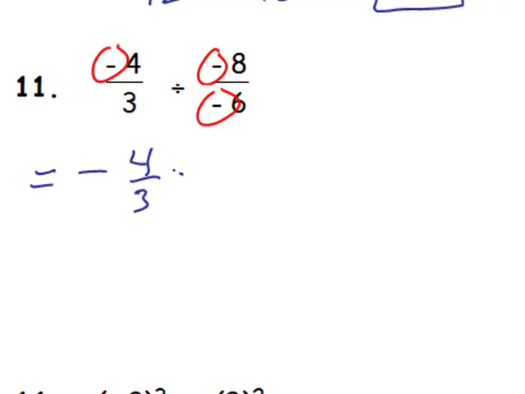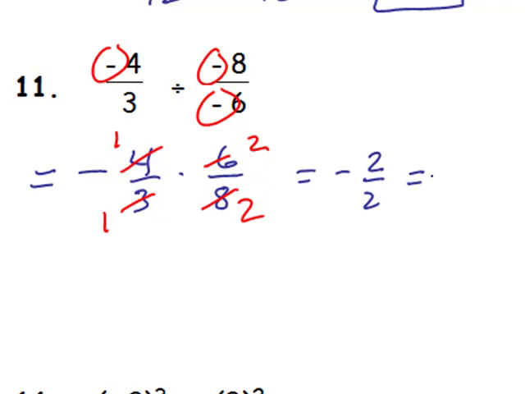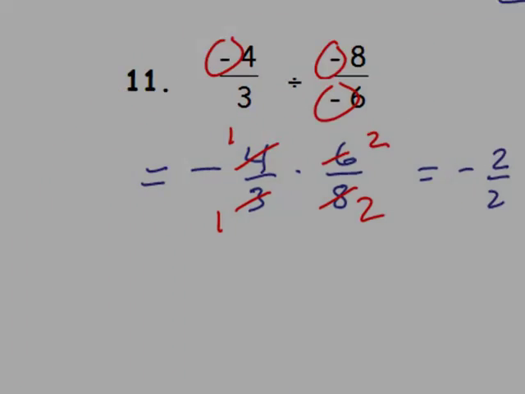And dividing fractions means we invert and multiply. So I'm going to multiply this by 6/8. And here we can do some dividing out again. 4 into 4 goes once and into 8 twice. 3 into 3 once and into 6 twice. So here we have negative 2/2, which simplifies to negative 1.